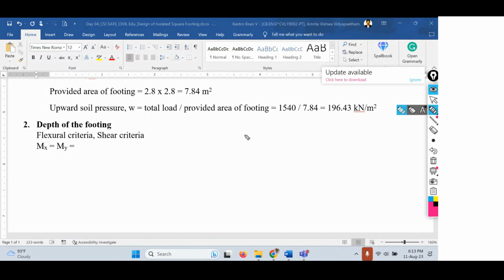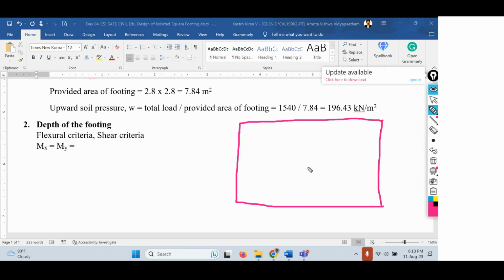So if you consider this as the footing, a square footing. So this is the square footing, and here you have the column. A square column is available. Now, usually for a square footing, not for the rectangular, but for the square footing, the maximum moment will be acting at the face of the columns. These are the faces of the columns.